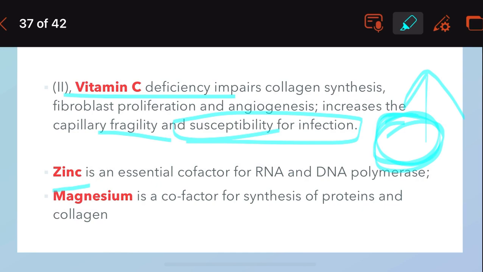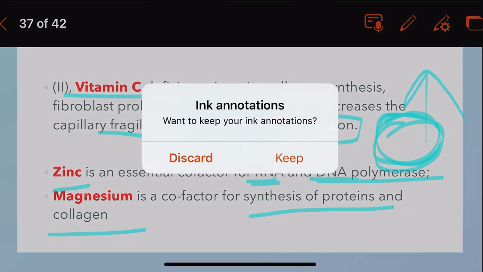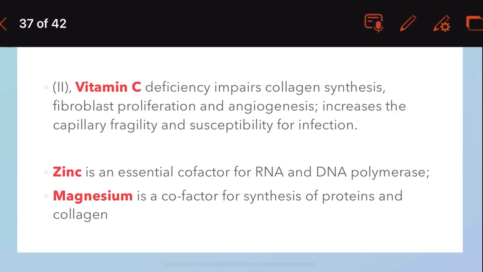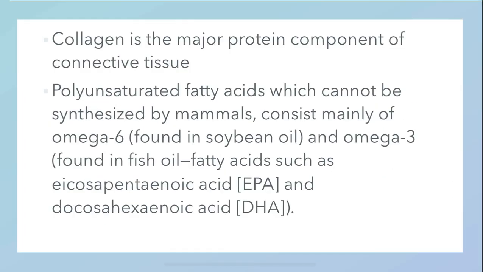Zinc is an essential cofactor for the RNA as well as DNA polymerase. Magnesium is used for the synthesis of proteins and collagen. So, any deficiency of these can hamper the wound healing. Collagen is a major protein which is a component of the connective tissue. Now, the unsaturated fatty acids cannot be synthesized by the mammals. So, these polyunsaturated fatty acids, we ourselves cannot synthesize them. And these polyunsaturated fatty acids consist mainly of the omega 6 and omega 3.